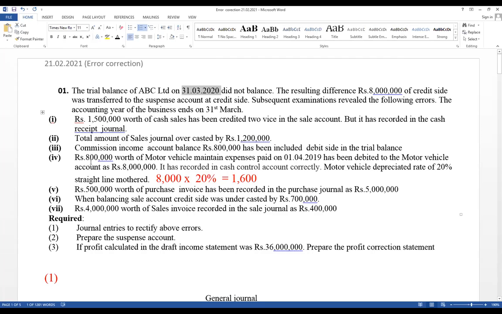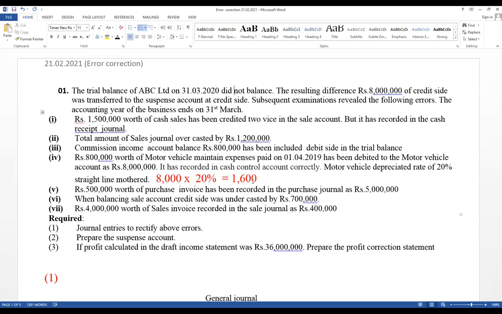As well as the second part, it has already been debited to the motor vehicle account. Therefore, it has been depreciated. It has given the depreciation rate also, 20%. It was recorded as a motor vehicle at the beginning of the year. Our accounting period ends on 31st March 20. Therefore, it has been depreciated already. It means depreciation expense account debit, accumulated depreciation account credit. Recorded like that, but that is not a motor vehicle.